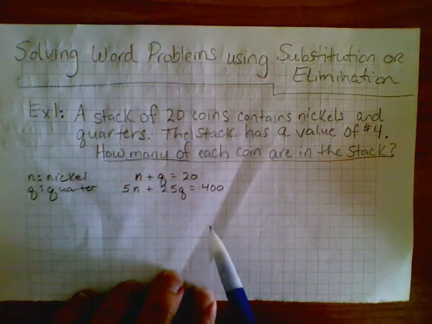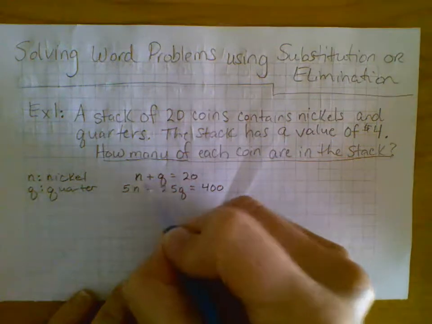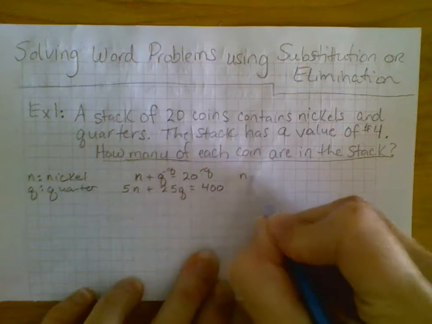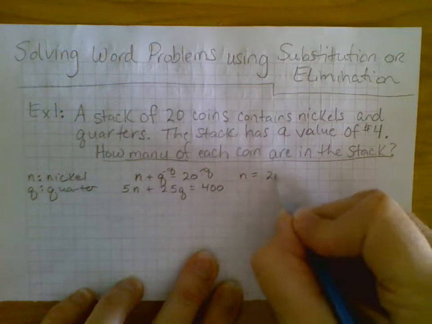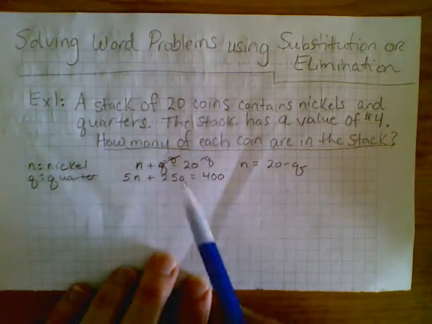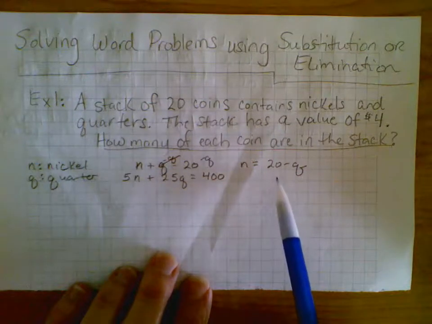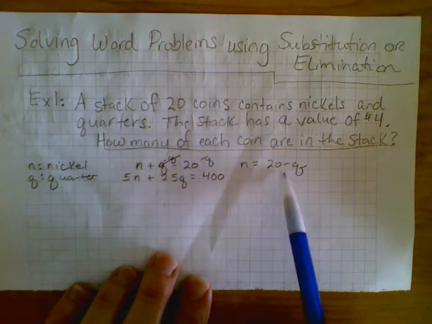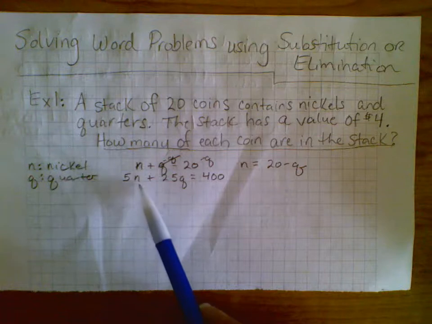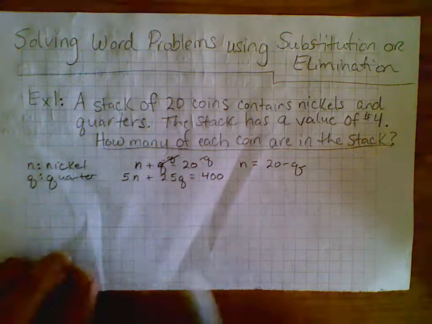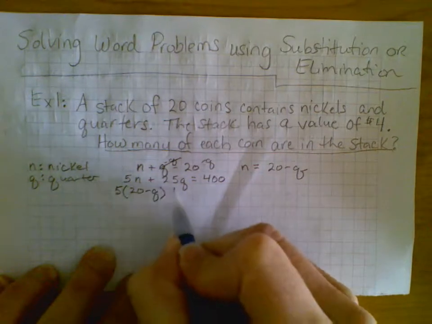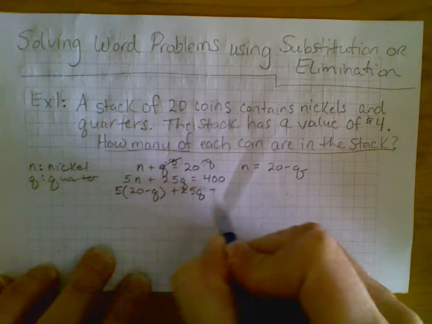Now I'm going to use substitution. So I'm going to isolate n. I'm going to subtract q, so it'll be 20 minus q. Remember what we do now is we take the equation where we isolated the variable and we go to the other equation. In this case, it would be the second equation. And I'm going to replace the n with the 20 minus q. And everything else remains the same.